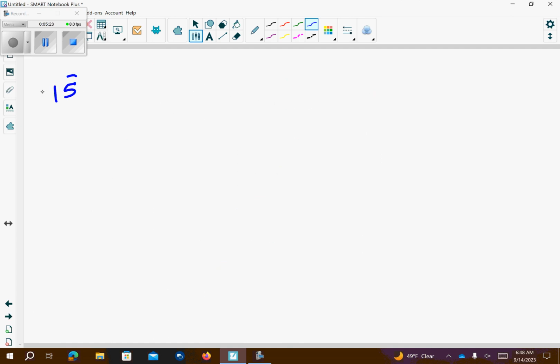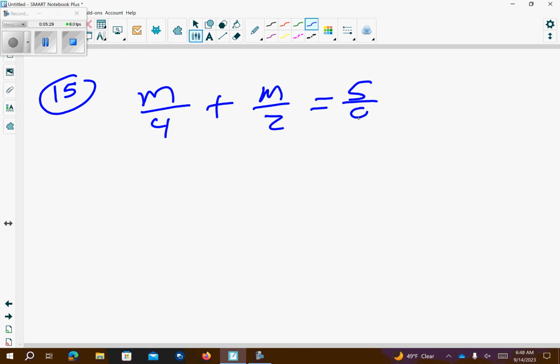Number 15, I get m over 4 plus m over 2 equals 5 over 8. Let's clear our denominator. So 4, 2, and 8 all go into 8, so I'm going to multiply everything by 8 over 1.